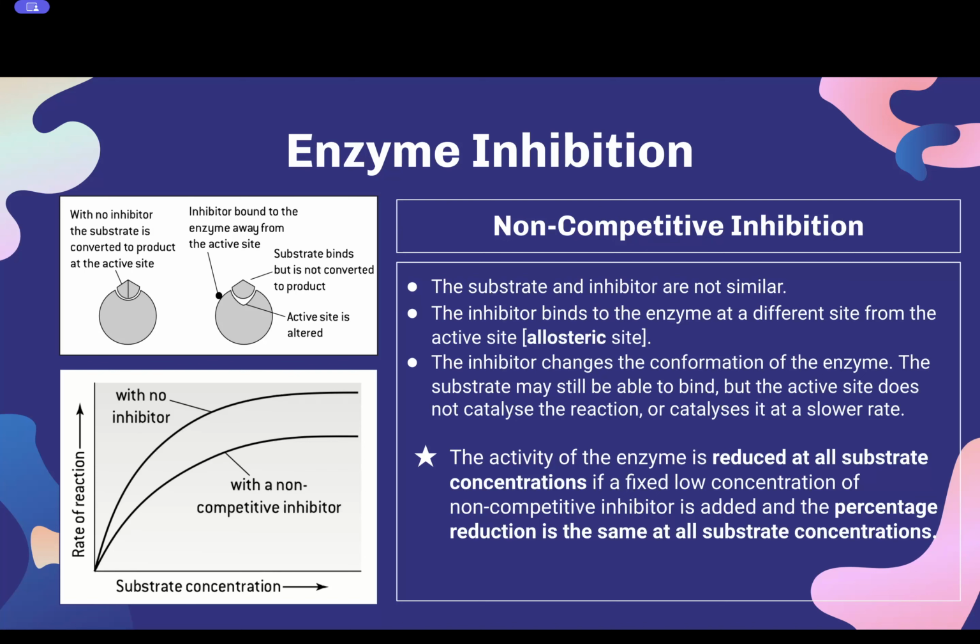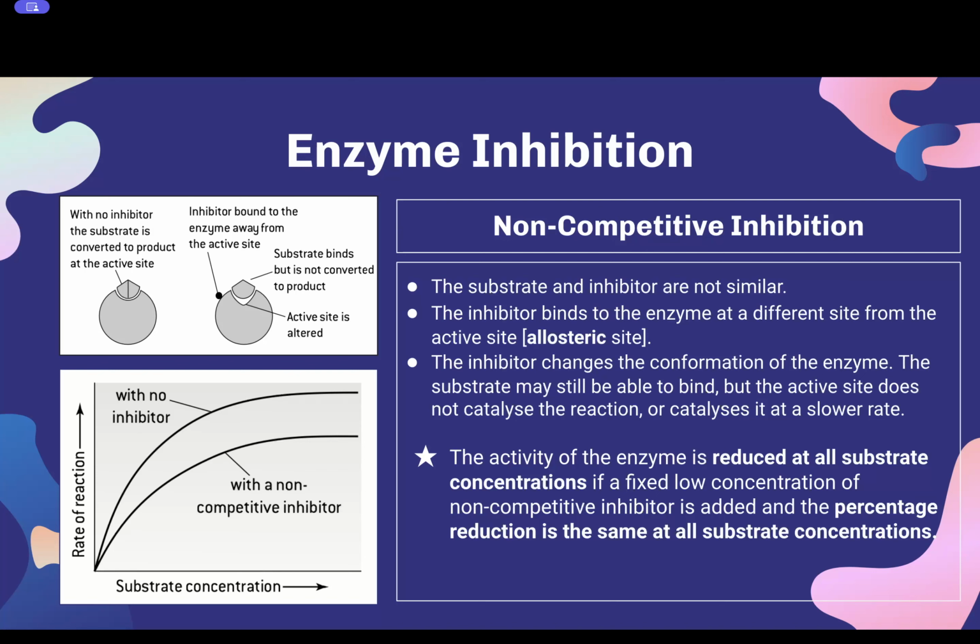So if you look at the top left picture, it's not at the active site, but the inhibitor changes the conformation of the enzyme, which, if you recall back to unit 7, I believe, on protein structure, basically changes the protein structure and conformation, which then causes the active site to be altered. So it can result in two things: either the substrate can't bind at all, or the substrate binds but can't be converted to the product because it doesn't bind correctly.